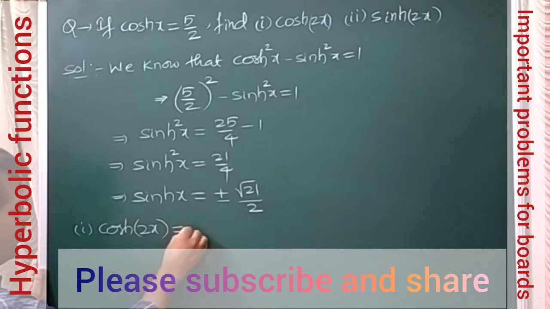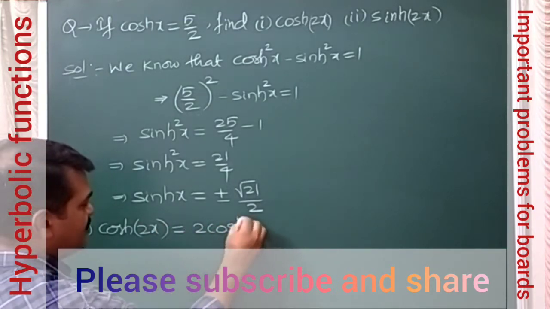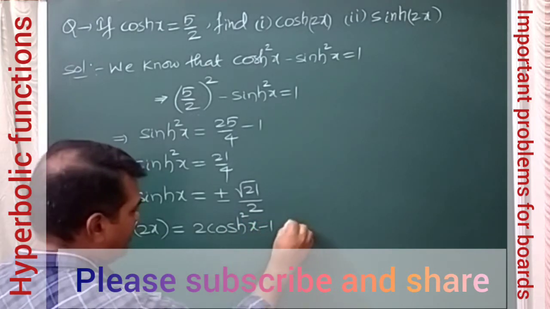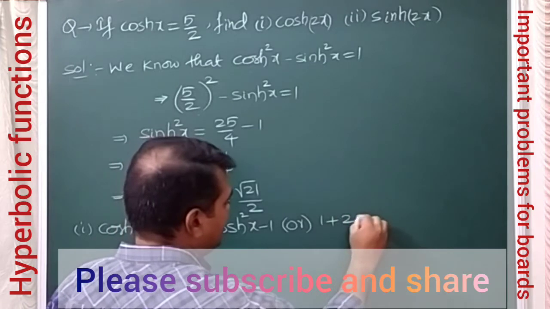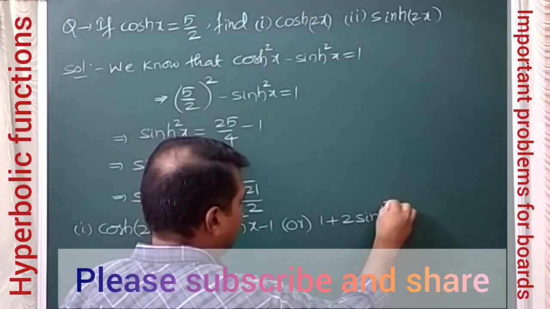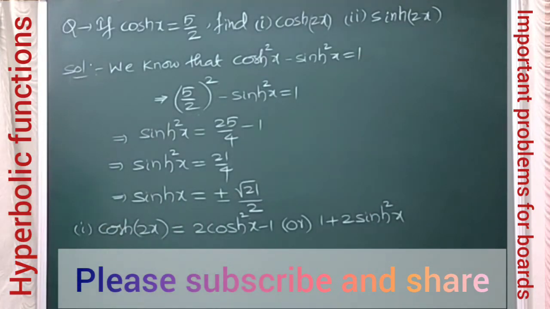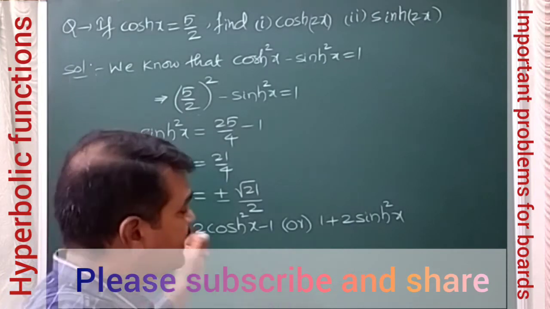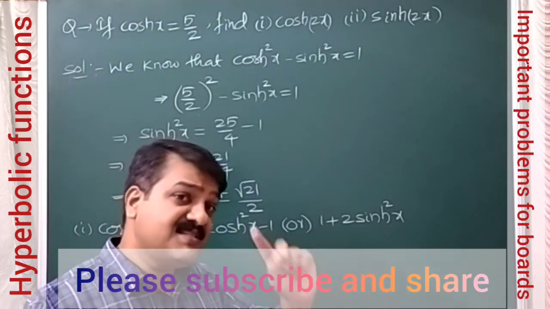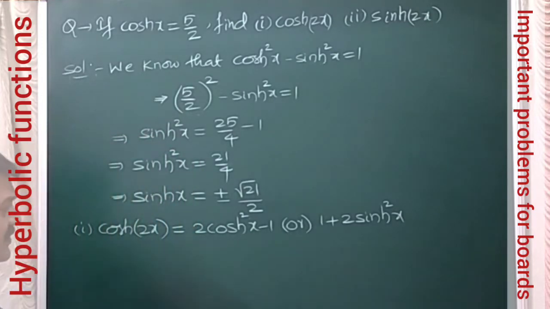So cosh 2x, we can use 2 cosh square x minus 1, or we can use 1 plus 2 sinh square x. Any one of these two formulas we can use for our convenience. Or we can use cosh 2x equals cosh square x plus sinh square x. Even that formula we can use. Okay. So I am going to use this one now.